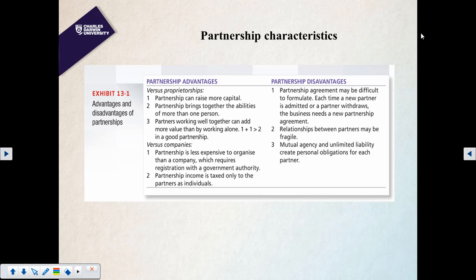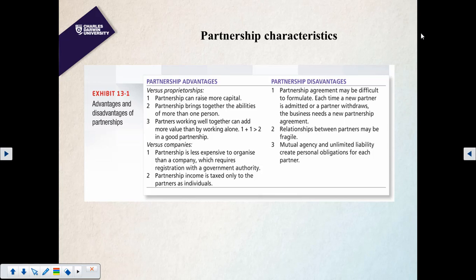Partnership income is taxed only to the partners as individuals. It's not like a company, where you get double taxation. The disadvantage is that the partnership agreement may be difficult to formulate. Each time a new partner is admitted or a partner withdraws, you will have problems.